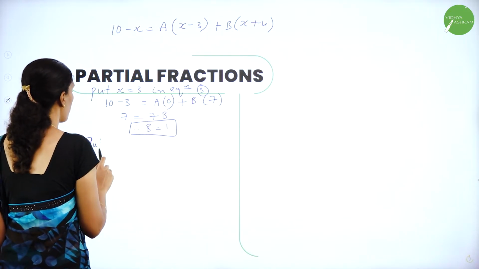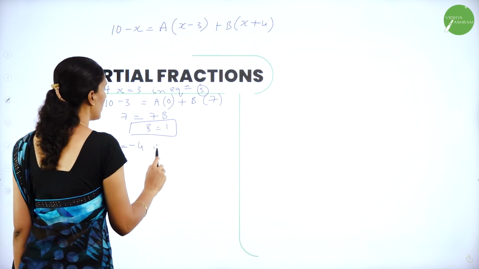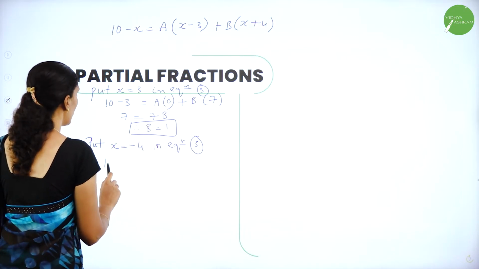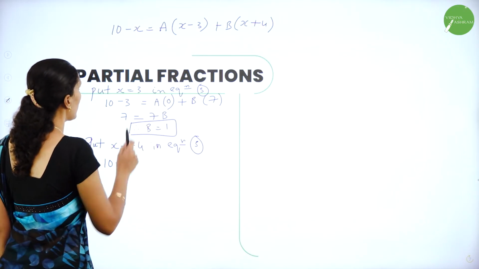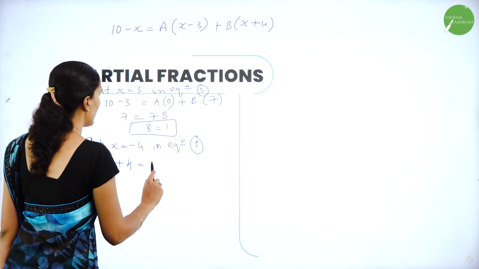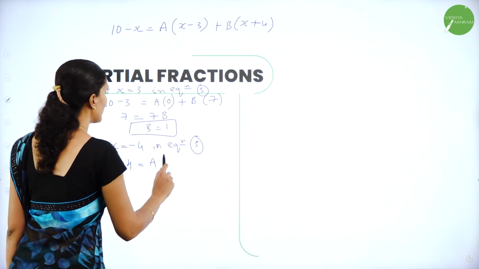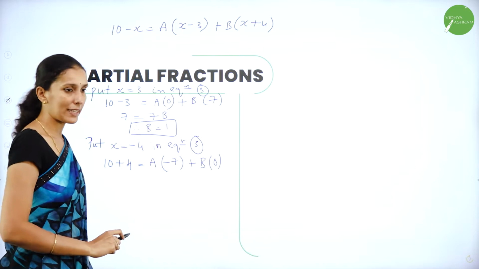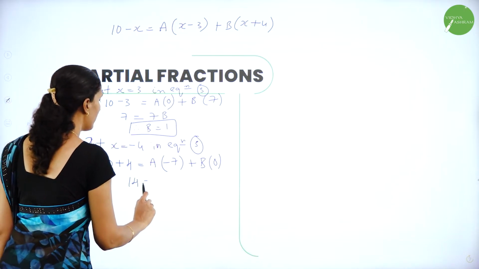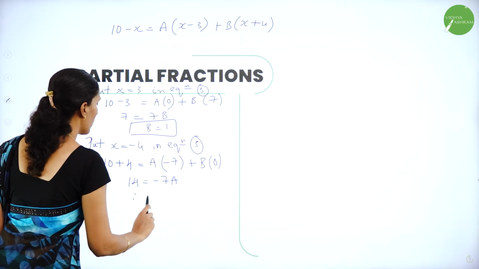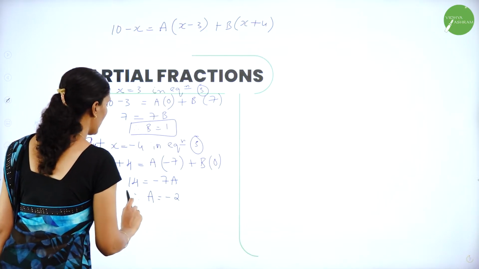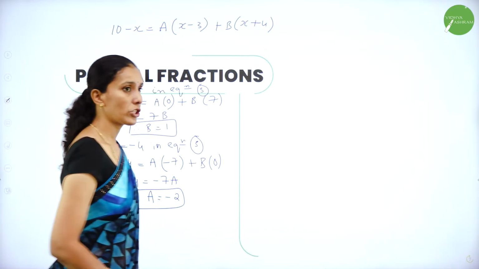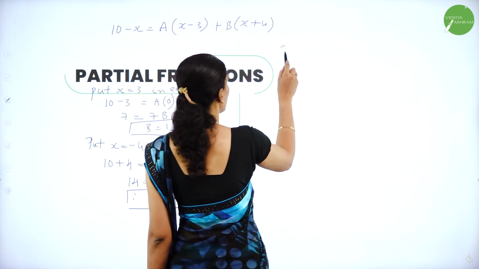Next, put x is equal to minus 4 in equation 3. Again, what happens? You will get 10 plus 4, because minus of minus 4 is plus 4, equal to a into minus 4 minus 3, which is minus 7a, and b becomes 0 because minus 4 plus 4 gets cancelled. So this side you will get 14, which is minus 7a. Therefore, a is equal to minus 2. Now you got a and b. Just substitute in equation 2. Substituting in equation 2, what will we get?